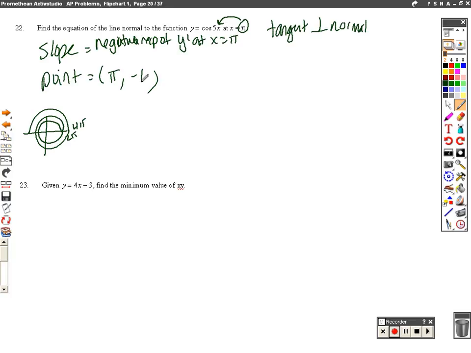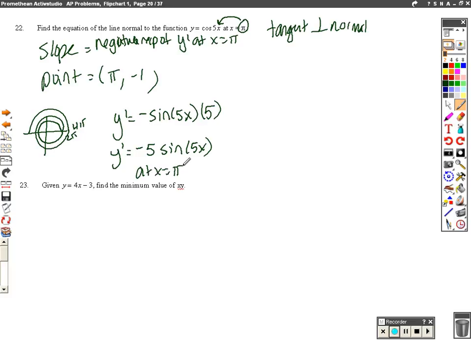Now we need the slope. So we do need to take the derivative. So y prime will equal, well, this is the chain rule. It's the cosine of blob. The derivative of the cosine of blob is negative the sine of blob times the derivative of blob. Derivative of 5x is 5. So y prime is actually equal to -5 sine of 5x. Okay, find this at x equals pi.